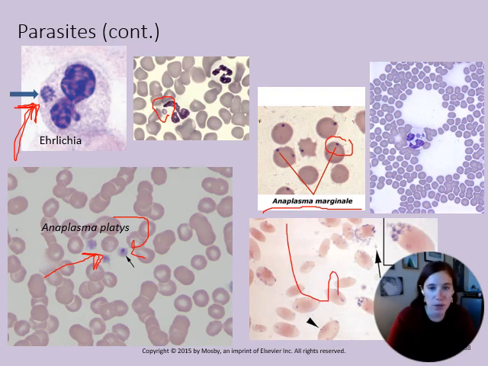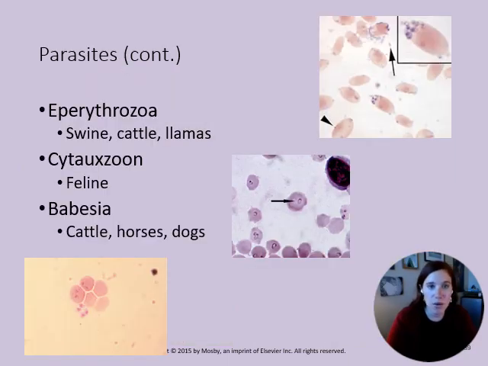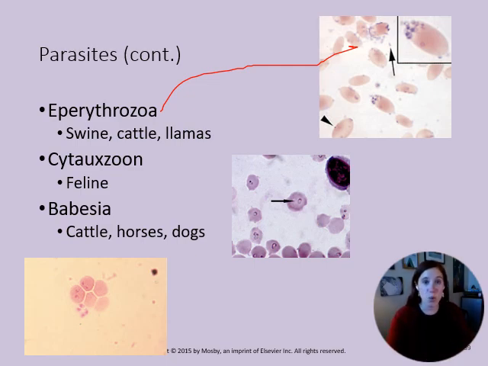And then here, we're going to talk about on the next slide, this is going to be our Eperythrozoon that we'll see. With Eperythrozoon, we can see this in swine, in cattle, as well as llamas. This we would see, for example, with patients with Mycoplasma. They're kind of like cocci and sometimes even rod-shaped, maybe even ring-shaped, and they're going to have that appearance. So that's going to be another type of parasite.